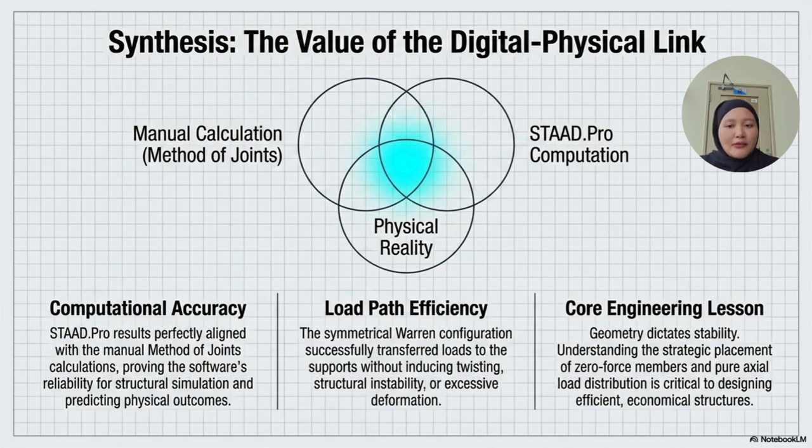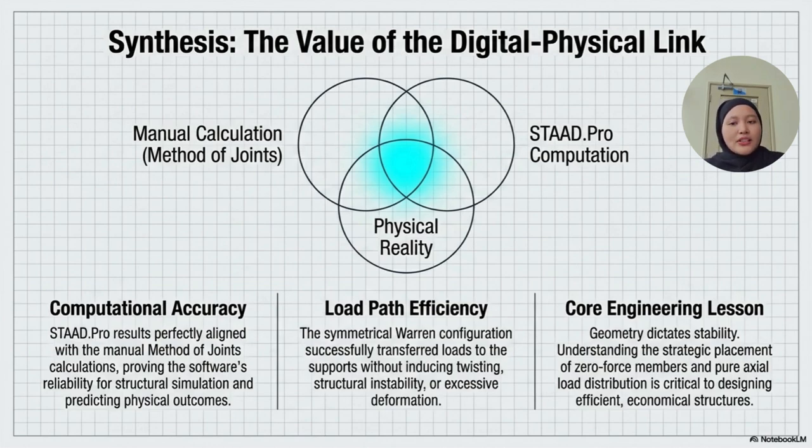Moving to load path efficiency, the symmetrical variant configuration performed excellently. The geometry transfers loads to the supports efficiently without twisting, instability, or excessive deformation. The variant naturally distributes force along the most direct path, minimizing stress on individual members.